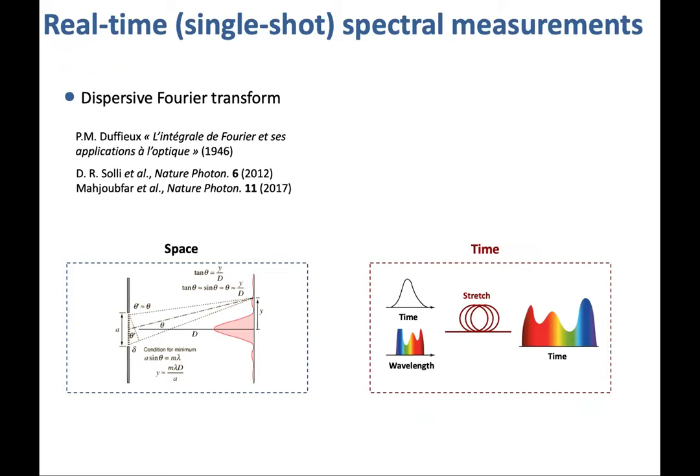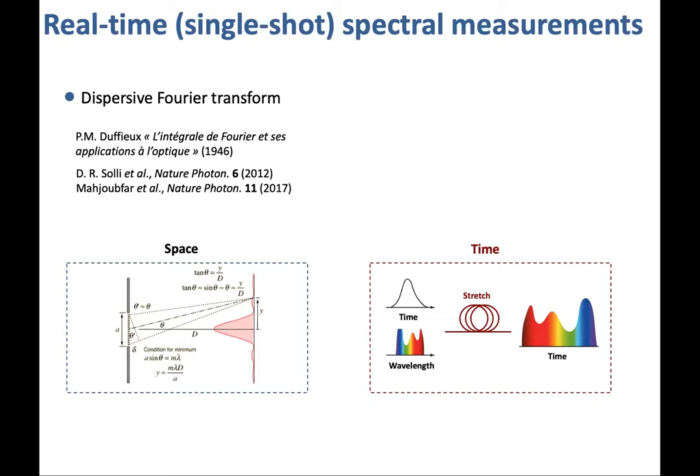As for real-time spectral measurements, so when you want to measure the spectrum associated with a given waveform from shot to shot, there's a very simple technique which has become extremely popular over the past 10 years, and which is called the dispersive Fourier transform. It is again based on a space-time analogy. So in space, as you know, if you look in the far field, basically the image in the far field is simply the Fourier transform of the aperture through which, for example, a light beam goes. So if I have a disk, then I will see an Airy function in the far field, which is a Fourier transform.